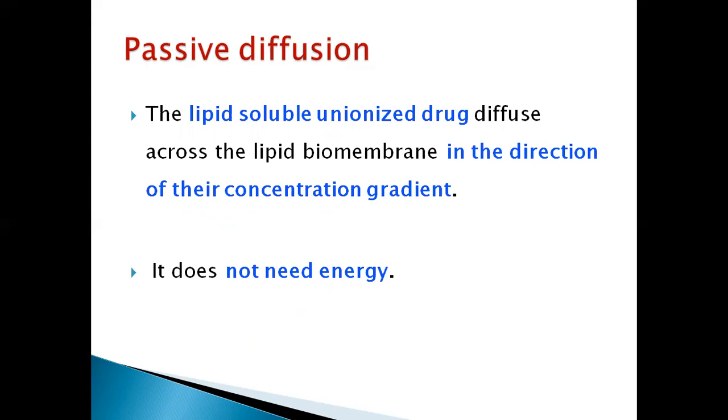So in passive diffusion, the lipid-soluble unionized drug diffuses across the lipid biomembrane in the direction of the concentration gradient. It does not require energy.